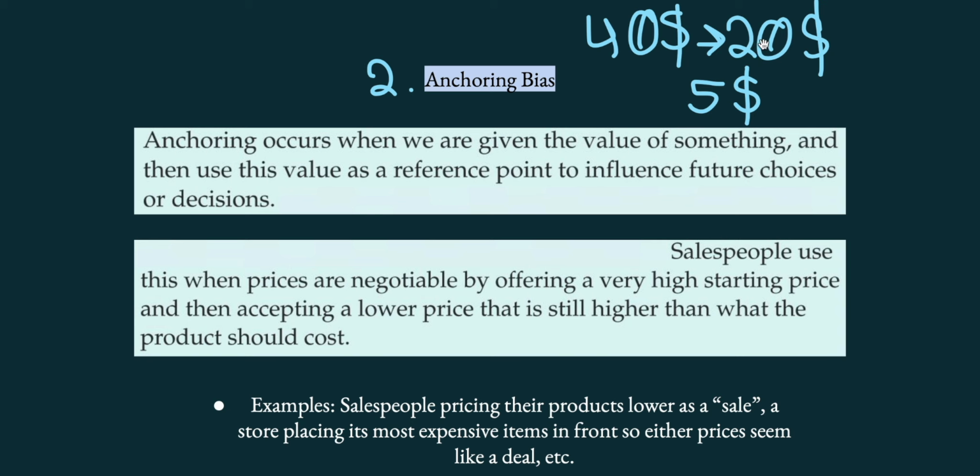So as you can see, people can argue or negotiate down prices based on how expensive that initial anchoring price was. Most of the examples of anchoring bias are in terms of salespeople, specifically clothing stores I'm thinking of. Another really scummy thing that people do is that even if there isn't a sale, they might take this $40 t-shirt and say, oh, before it was $40, but now it's on sale for $30.